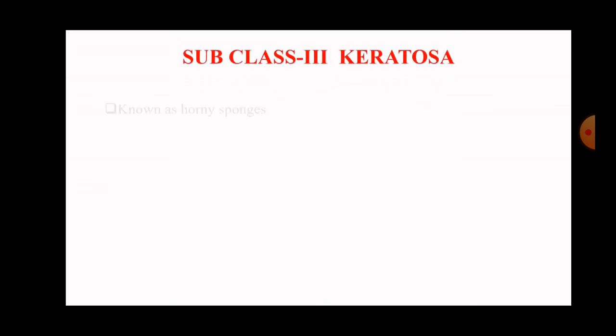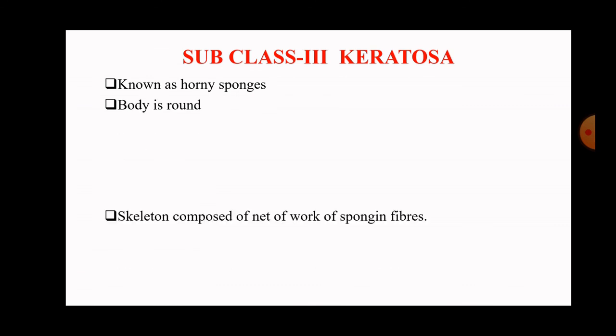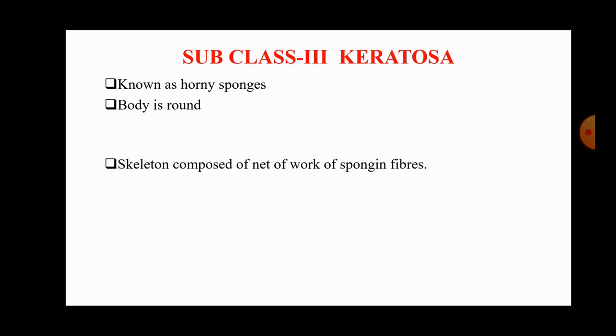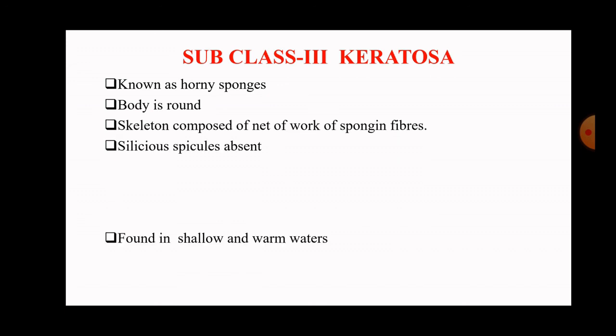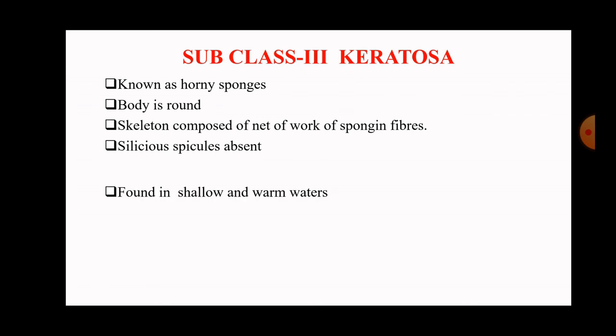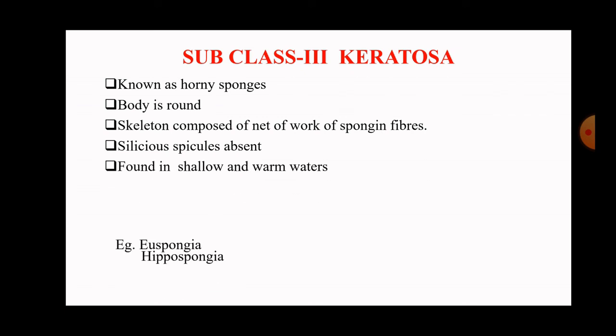Subclass 3, Keratosa. This subclass may be known as horny sponges. In this, the body is round, the skeleton is composed of a network of spongin fibers, and siliceous spicules are absent. They are found in shallow and warm waters. Example: Euspongia and Hippospongia.